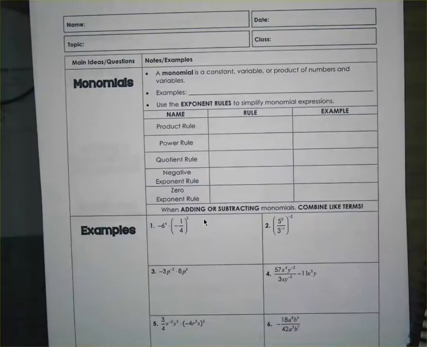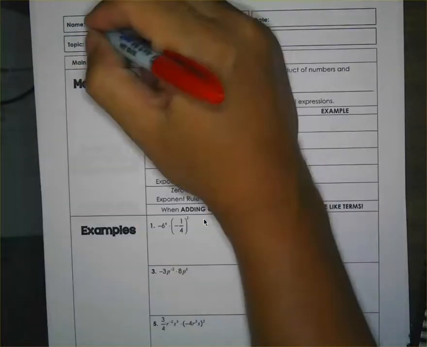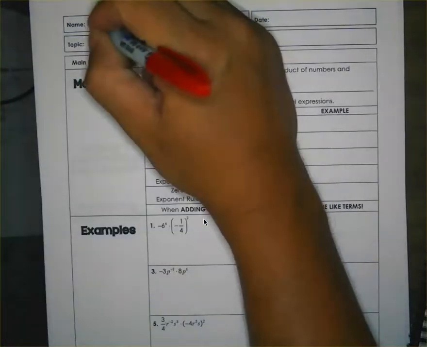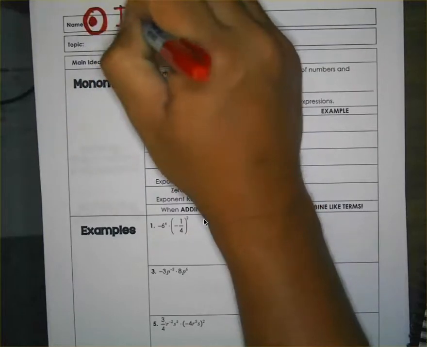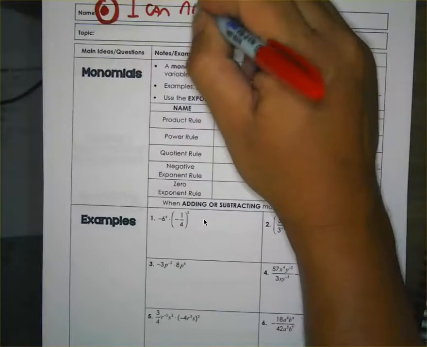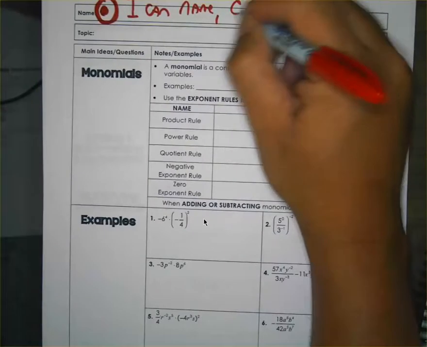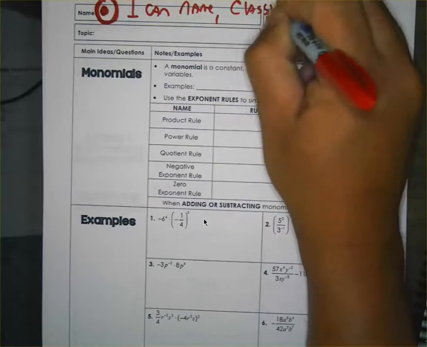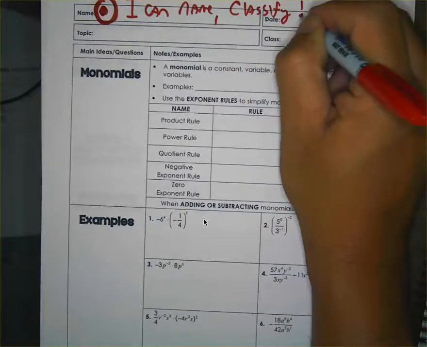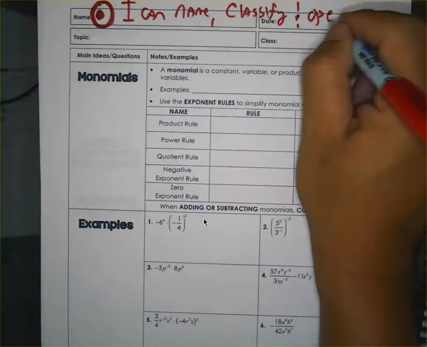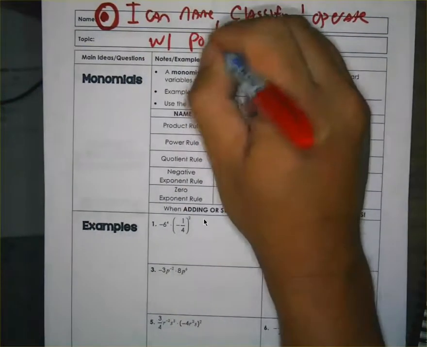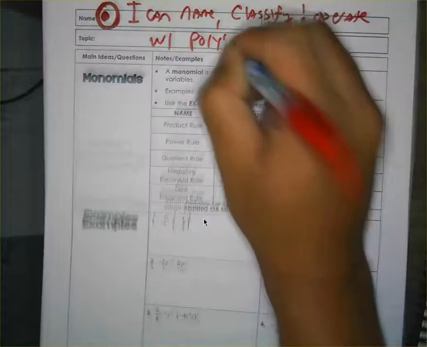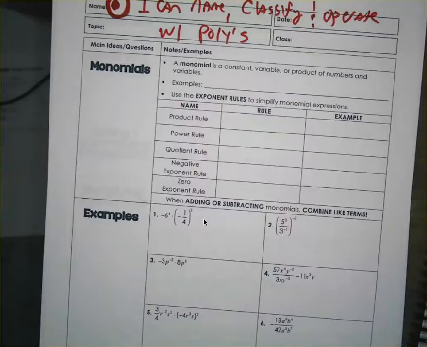Today, what we're going to do is talk about something that we should remember, and that is polynomials. So, the topic, your learning target today is: I can name, classify, and operate with polynomials. Okay, so that is your main objective today.